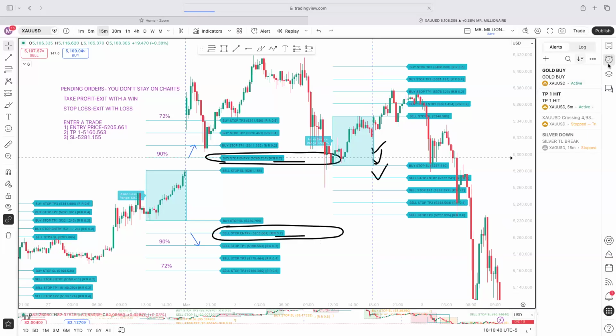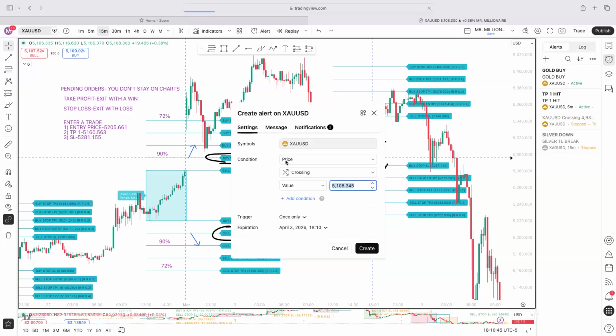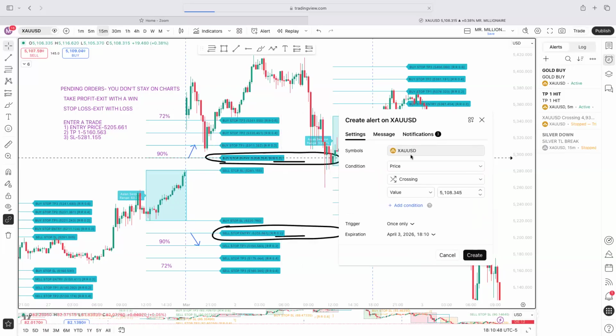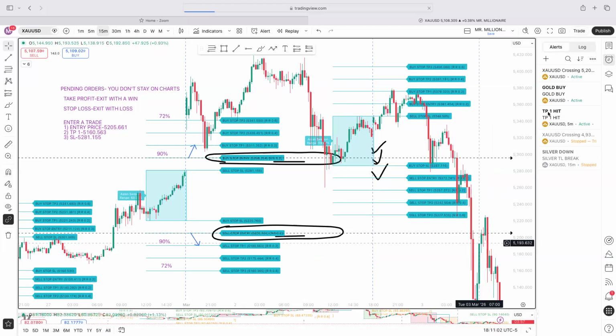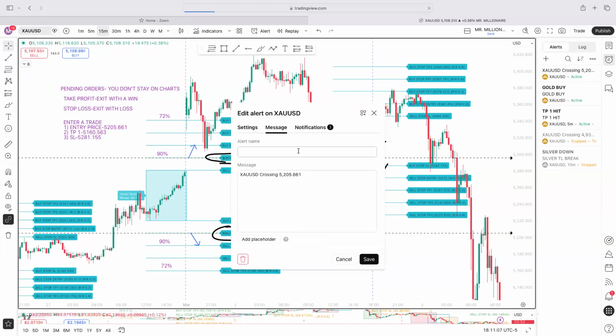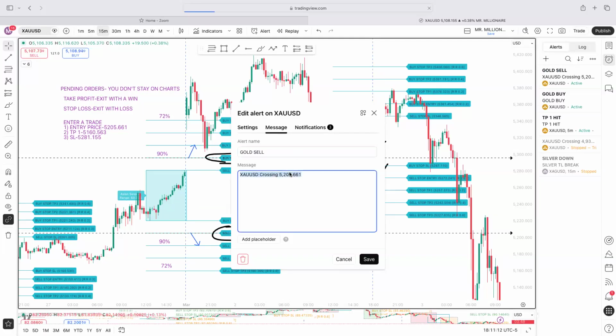5205.61. So we're going to go back over here to where the clock is at, toggle to the alerts, hit plus, and when the market is crossing gold at this number here, 5205.661, hit create. We're going to create an alert for that. Now we can also add the message in of gold sell. Gold sell. Hit save.